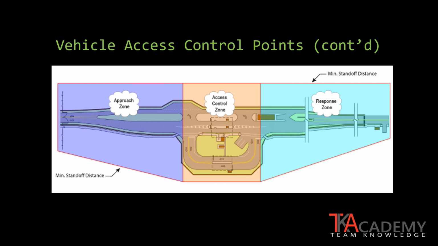The approach zone is for vehicles that are arriving and approaching the entry control point. The access control zone is where vehicles are stopped and inspected to see if they have proper authorization and credentials for entry, and if not, they are rejected. The response zone is for the security team to be able to respond to any vehicle that infiltrates the first two zones and to prevent that vehicle from intruding any farther into the secure area.